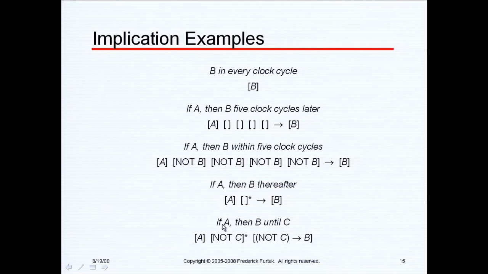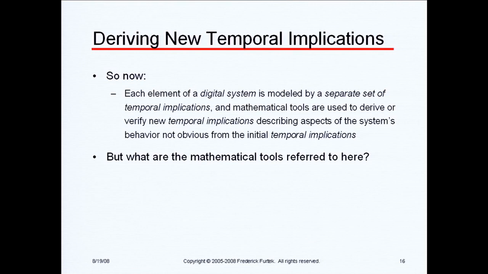And finally, if A, then B until C, that's represented as A followed by not C an arbitrary number of times. In other words, if C has not yet held, and in the final state, if C has not yet occurred, then B holds. So this is a very general formalism for representing implications distributed in time. I call those temporal implications.